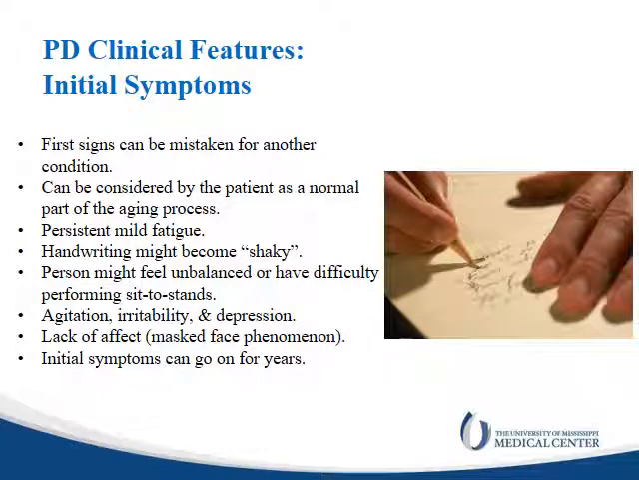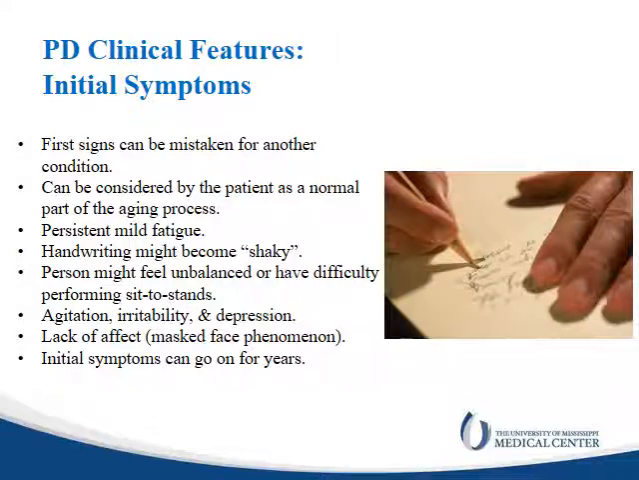The clinical features of Parkinson's disease can initially be very subtle, and first signs can be mistaken for another condition. A lot of the time, the patient may consider the first signs a normal part of the aging process. They're just a little bit slower and stiff, and they think it's just because they are getting old. Some patients may present with persistent mild fatigue, and their handwriting may be a little bit shaky.